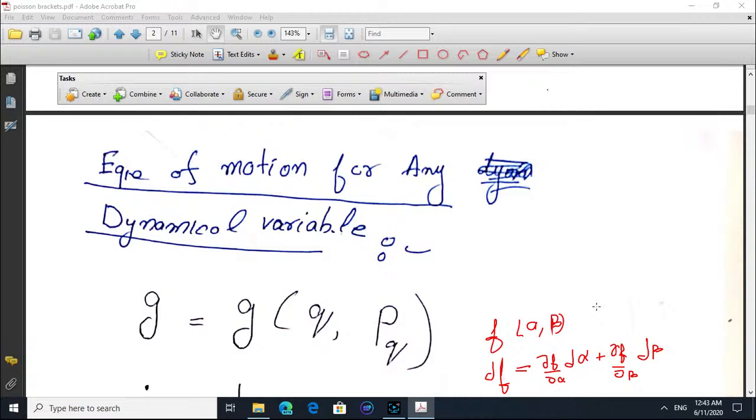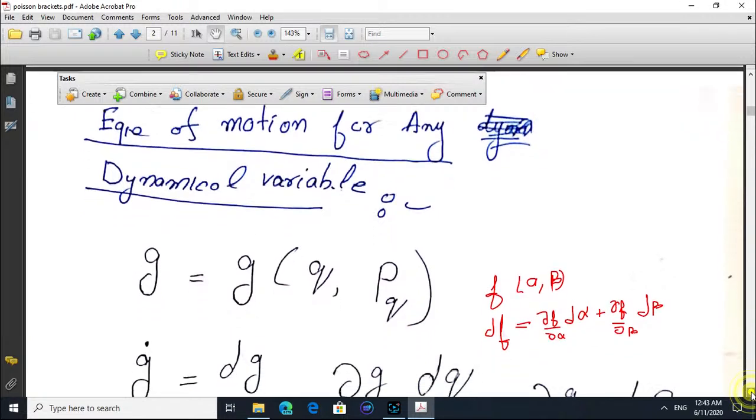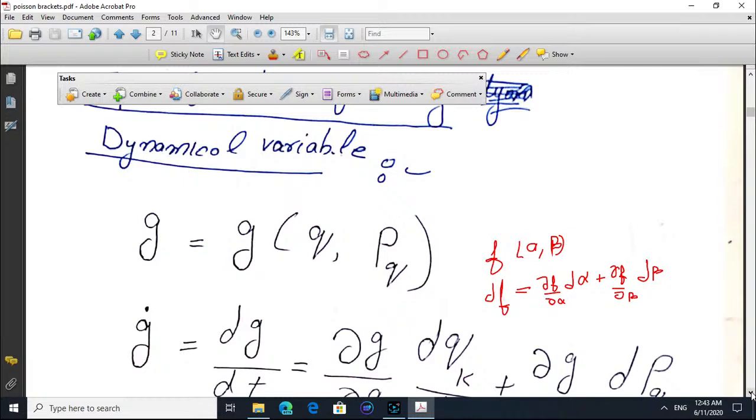So g may be a function of q and p, where q is position and p is the conjugate momentum.